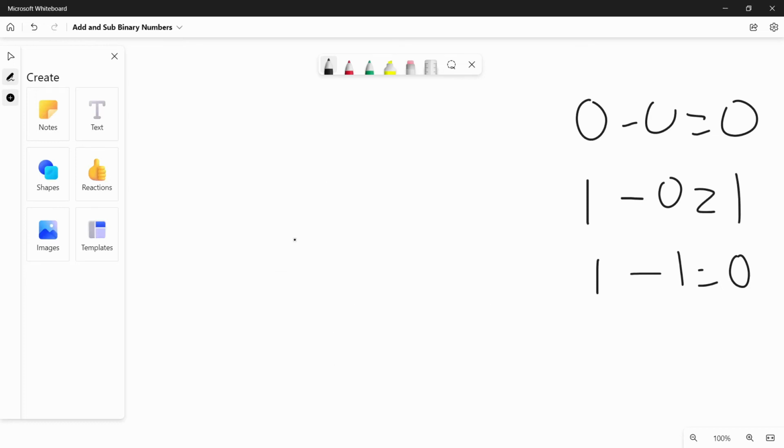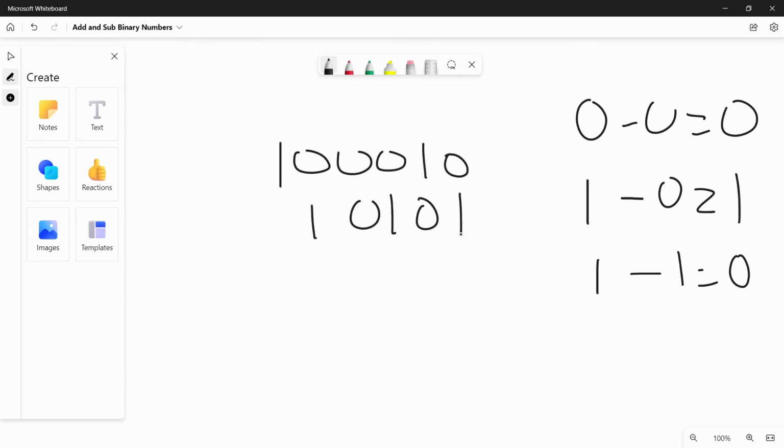So far, it seems easy. So let's subtract 34 minus 21, which should be equal to 13. So make sure to do it on your own and come back for the answer. So as I said, whenever we see 0 and 1, we should always borrow a 1.